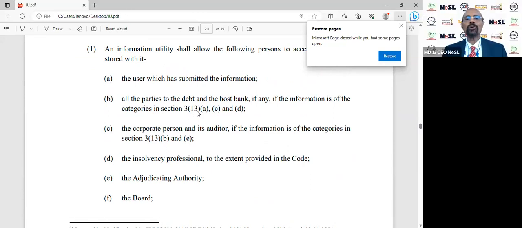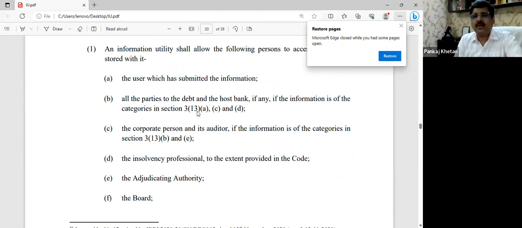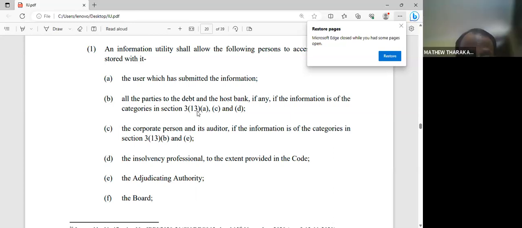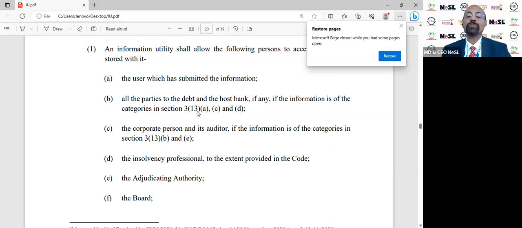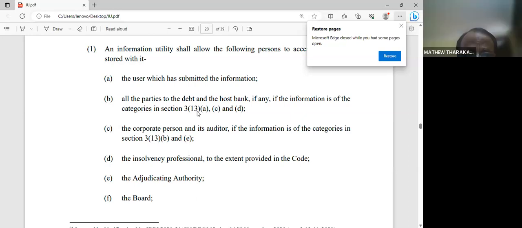Yes. And also because regulations are very clear about who can access. Because NeSL IU is governed by this regulation. That's why they are not opening their window. Yes. And you said digital signature is mandatory for submission of information. For authentication of information, digital signature is mandatory. But for accessing information?